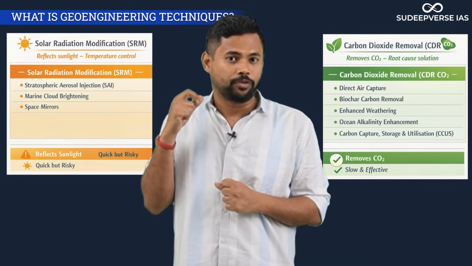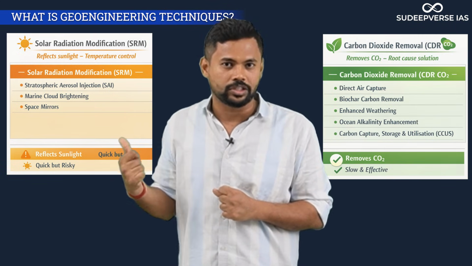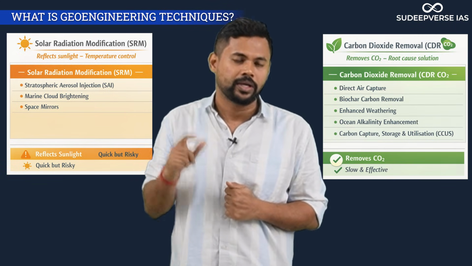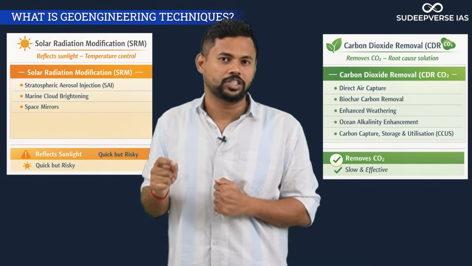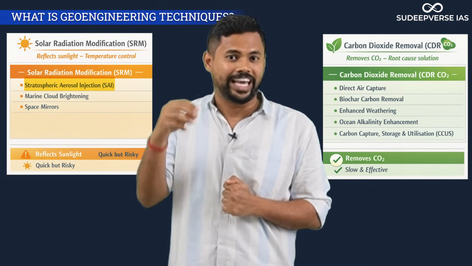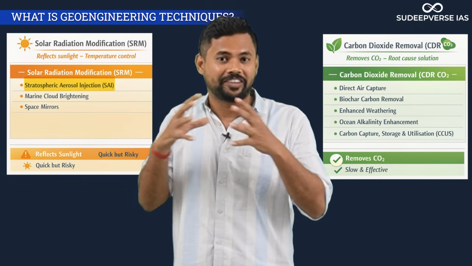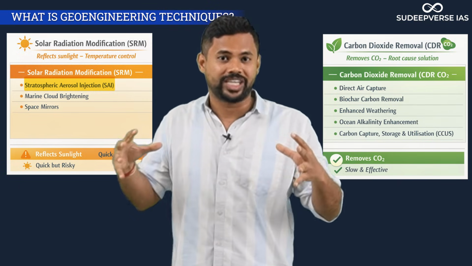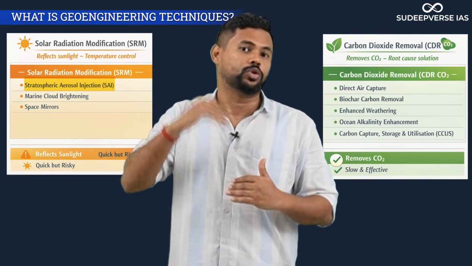Okay, so now you have two methods of geoengineering techniques. The first method is solar radiation modification. The second is carbon dioxide removal. Now under solar radiation modification there are three important subtypes. The first is stratospheric aerosol injection, in which sulfur dioxide aerosols are added in the stratosphere. Why stratosphere? It is because stratosphere does not have any type of turbulence, and because it is more stable, the aerosols added there will stay for much longer period and can reflect back the incoming solar radiation.